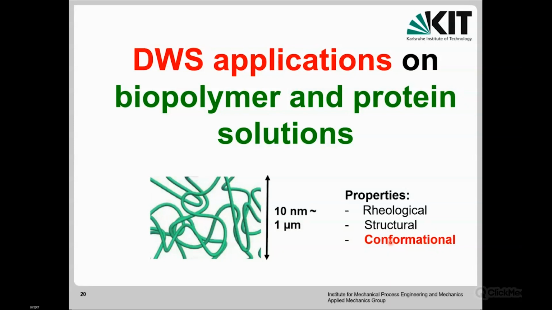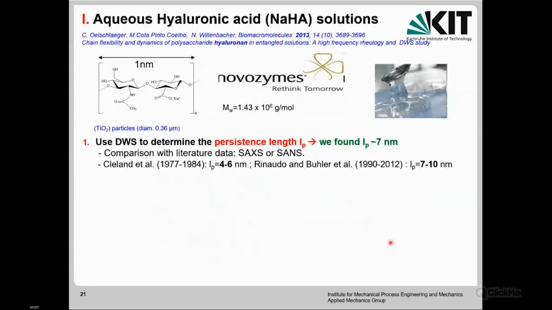And one system we investigated was hyaluronic acid solution. In that case, we also measured the persistence length, which was 7 nanometers, and compared with literature data found using X-ray and neutron scattering, 4 to 6, 7 to 10 nanometers. So DWS also works quite well for this polysaccharide solution.